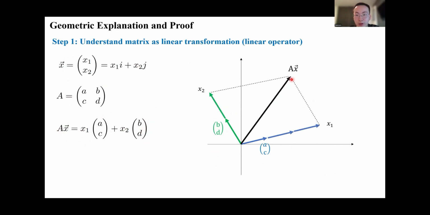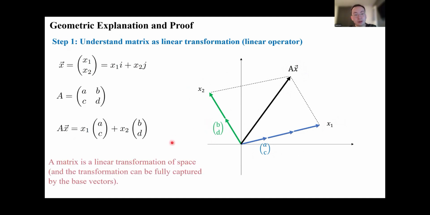So we can easily plot this linear transformation A times vector x in this way. It means x1 units of vector (a, c) plus x2 units of vector (b, d). So here we have an intuition that a matrix is actually a linear transformation of the space. And this linear transformation can be fully captured by the transformation of the basis vectors. I will give you more visualization examples about this statement.